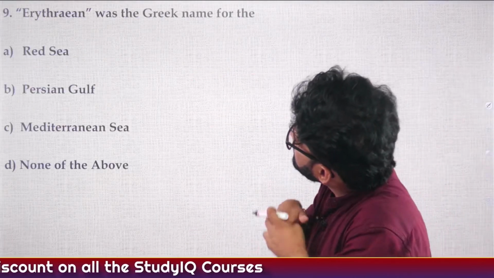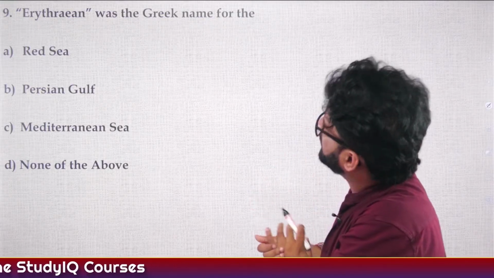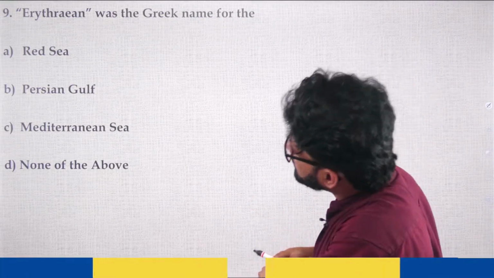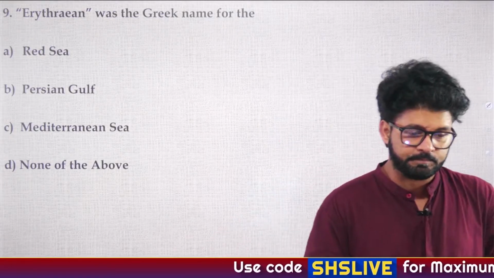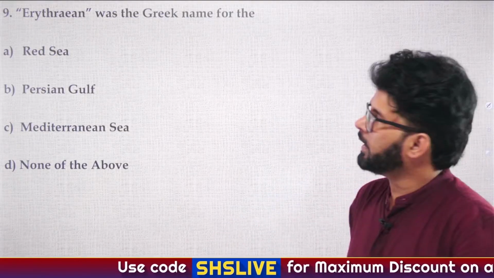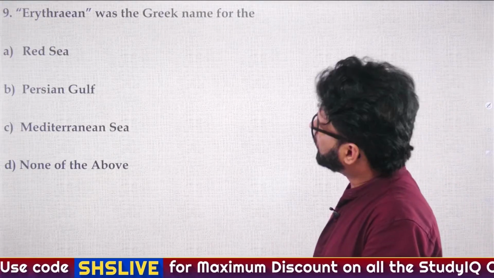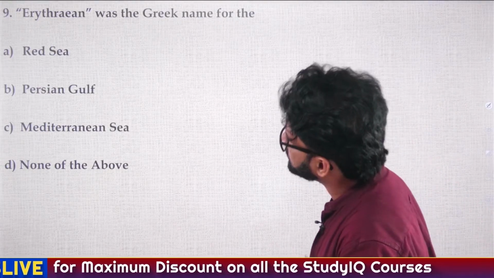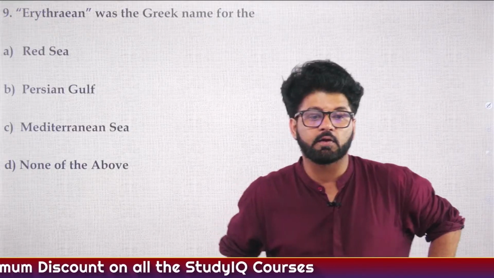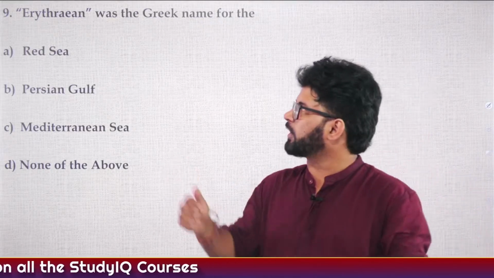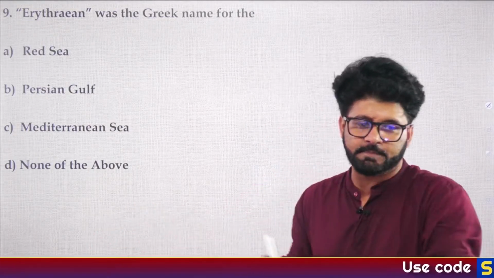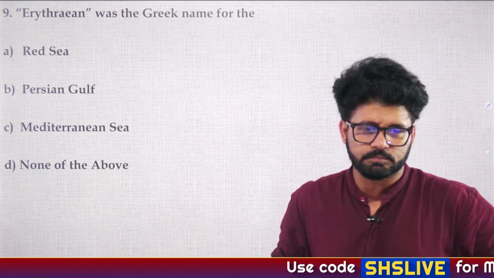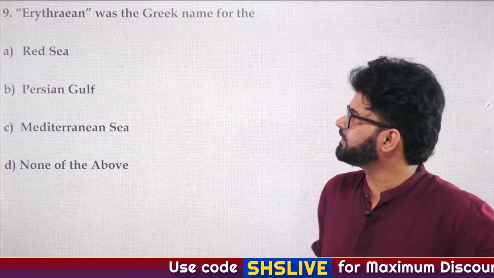Ninth question. Erythraean was the Greek name for the A. Red Sea, B. Persian Gulf, C. Mediterranean Sea, D. None of the above. And here, when we are talking about, let's say, NCERT, if I am giving some source, here we are talking about history NCERT. So Umesh has given the answer.